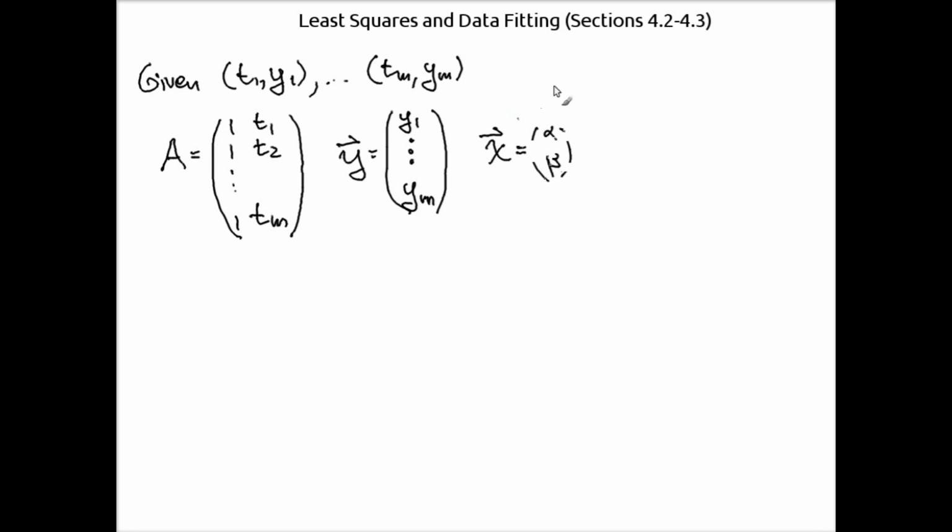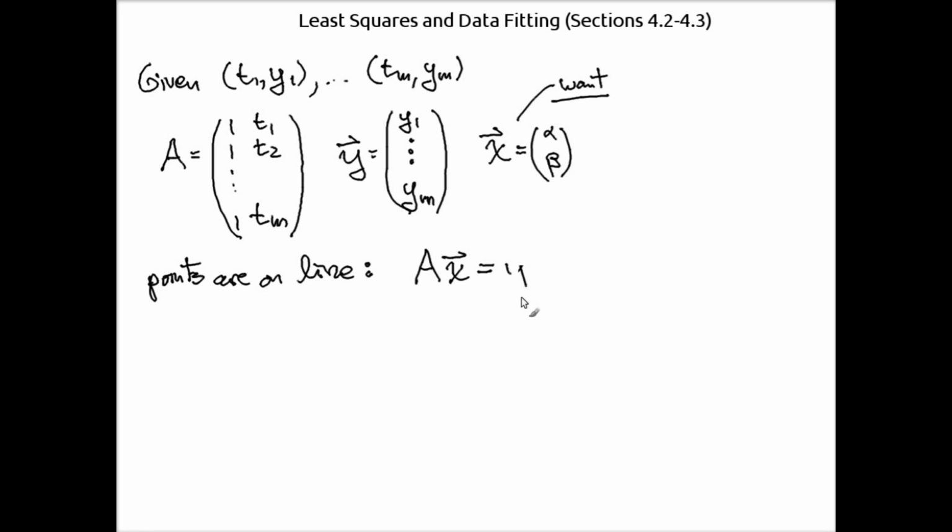And remember, this is what I want. I don't know what alpha and beta are. And notice that if the points are on the line, that would be saying that A times x is equal to y. Is that really true? Let's see. Why is that? So what is A times x?